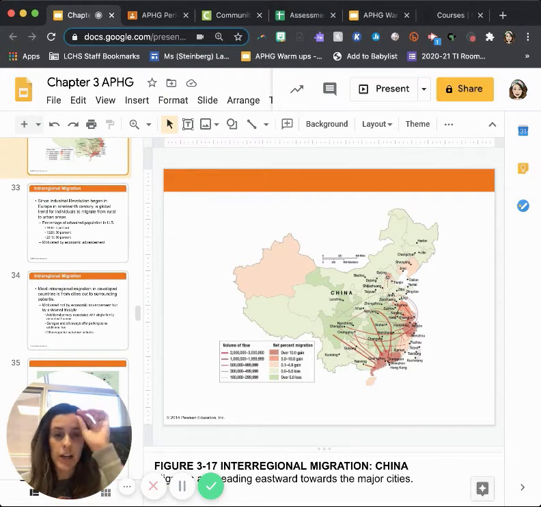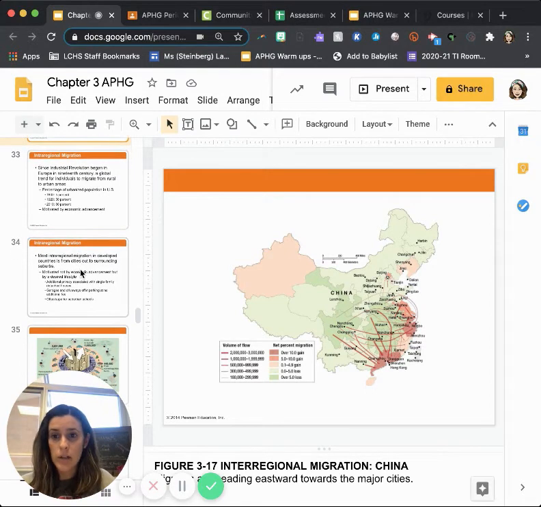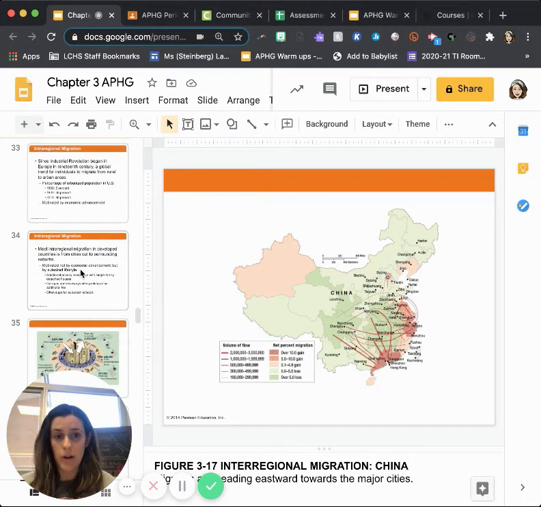Okay, and then next on your note sheet, it asks you to put intra-regional migration in your own words. So go ahead and pause me. In your own words, what does intra-regional migration mean?